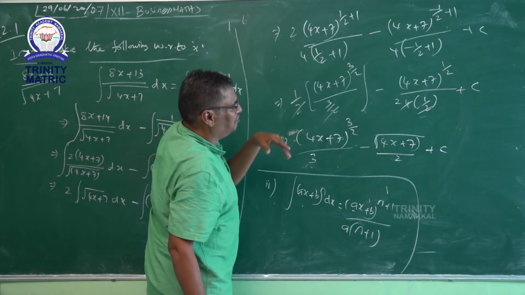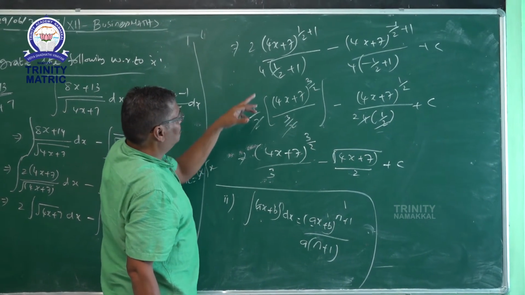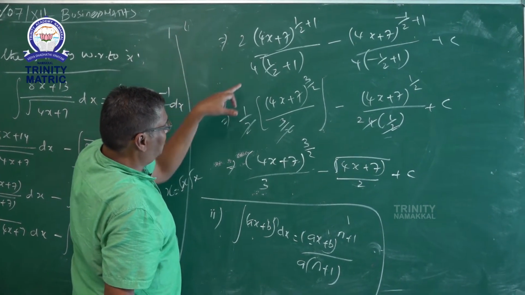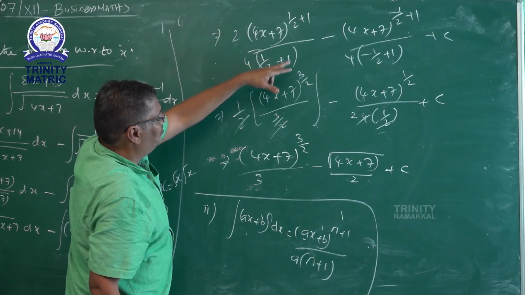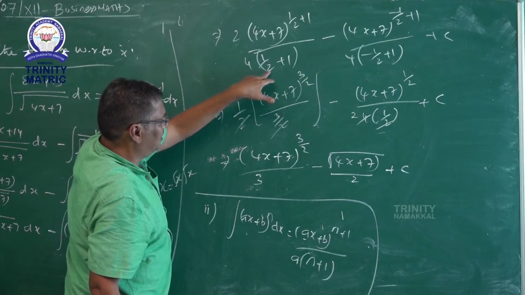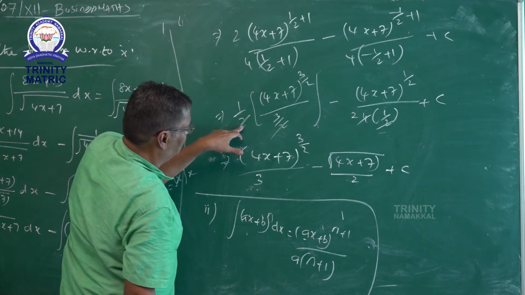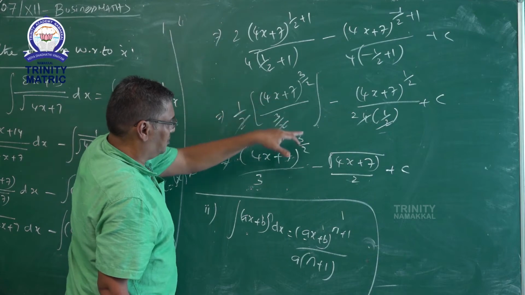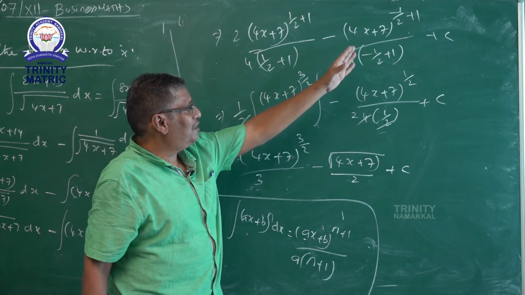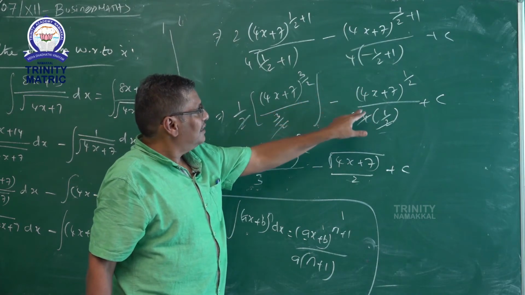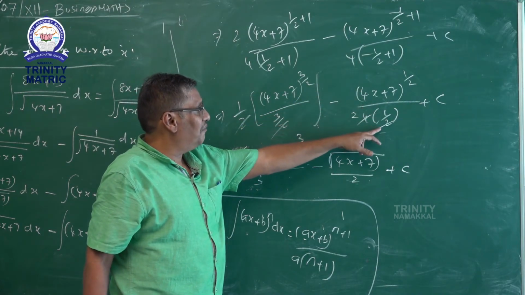You should not forget to put the integration constant c. So when we simplify 2 by 4, we can get 1 by 2, where half plus 1 is 3 by 2. The mixed fraction 1 half is 3 by 2. This 2 will be cancelled, so (4x plus 7) to the power 3 by 2, divided by 3. This one is minus (4x plus 7), 1 minus half, what can we get? Half. 1 minus half is half, plus c.